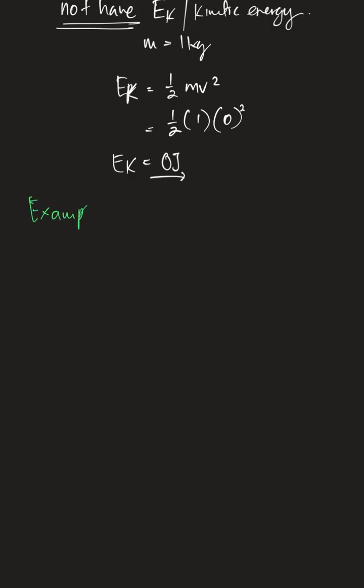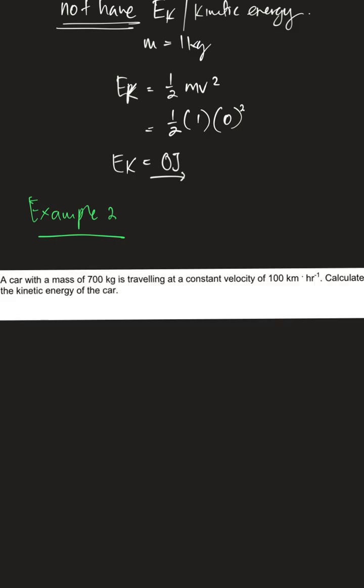Alright, please get this example into your books. We're looking at example 2 here. It says a car with a mass of 700 kilograms is traveling at a constant velocity of 100 kilometers per hour. So I've got a mass of 700 kilograms, velocity of 100 kilometers per hour.